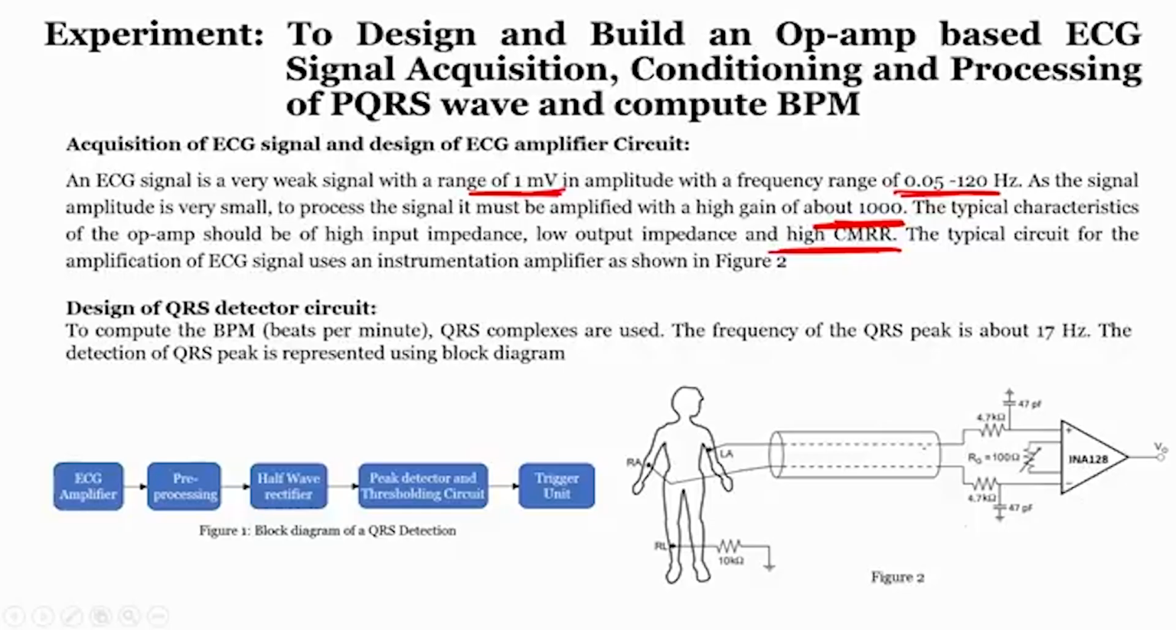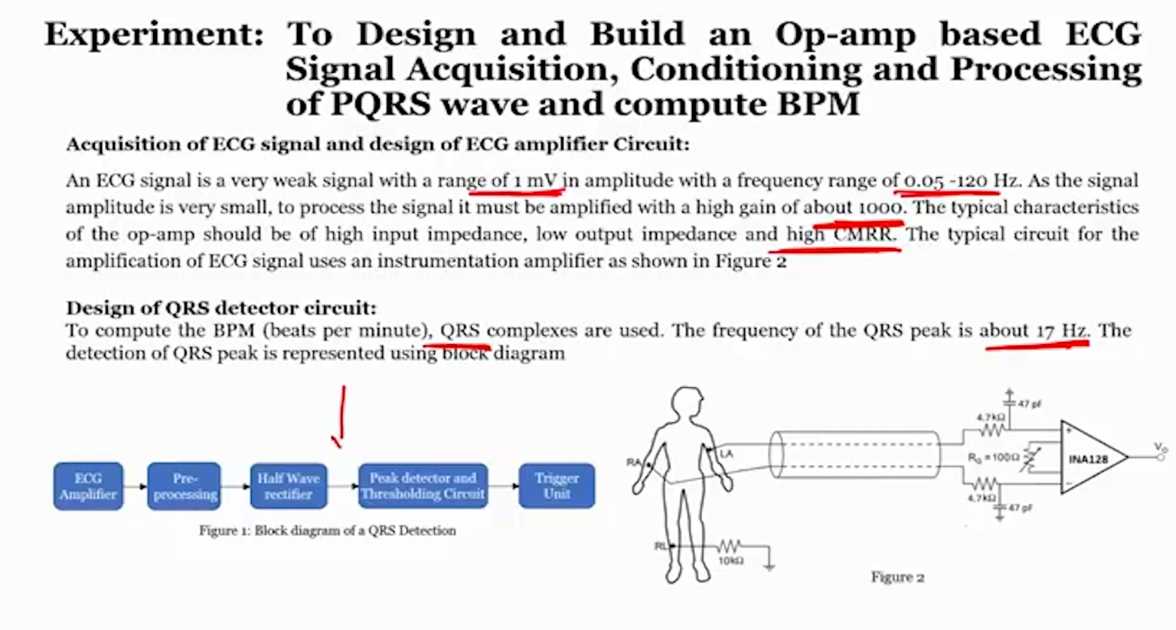So, to compute the beats per minute, QRS complexes are used and the frequency of the QRS peak is about 17 hertz. The detection of QRS is represented using the following diagram.